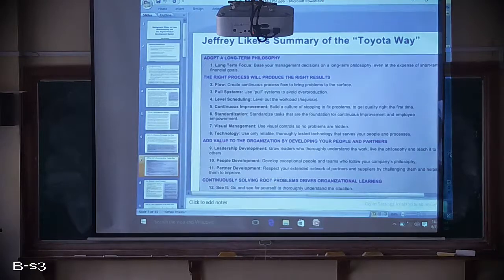Go and see for yourself to thoroughly understand the situation. Normally what happens many times is that we trust the documents, or some people's comments, or send low-level people to see the problem and they report it. So we trust the report given by the lower level. Make sure that you do it yourself and thoroughly understand the problem situation.